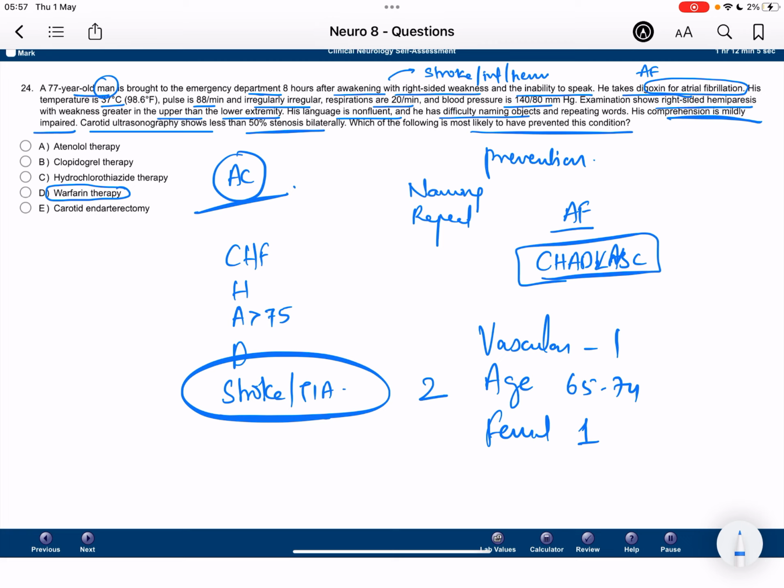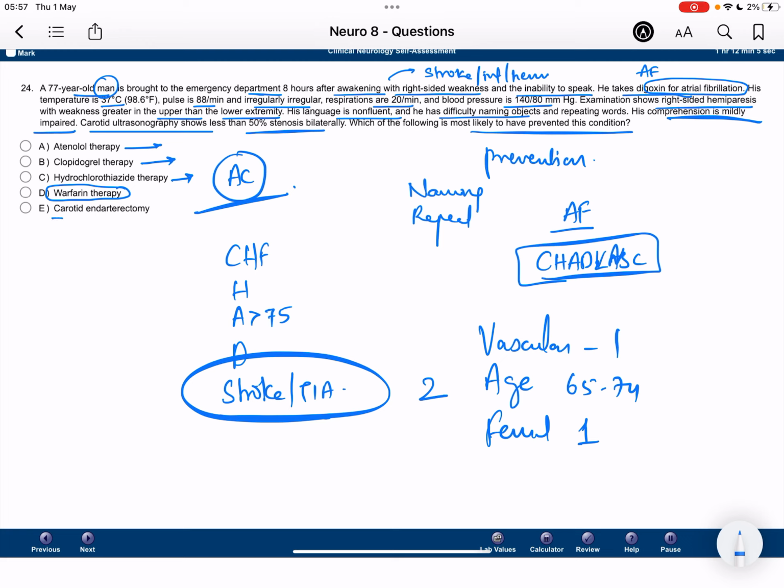So when we talk about other options in this question, talking about atenolol, usually atenolol is used in the treatment of hypertension, sometimes can be used in the treatment of arrhythmias as well. Clopidogrel is usually used for stroke. Antiplatelets do not have any role in the prevention of risk factors related to atrial fibrillation. Next we talk about hydrochlorothiazide. This is an antihypertensive medication usually used for hypertension.